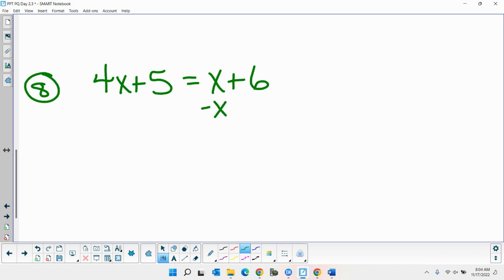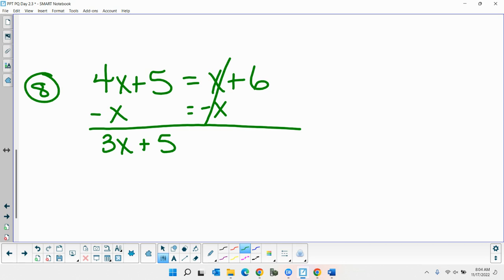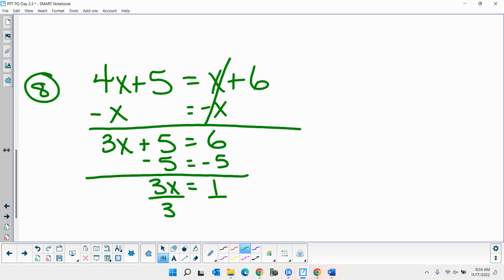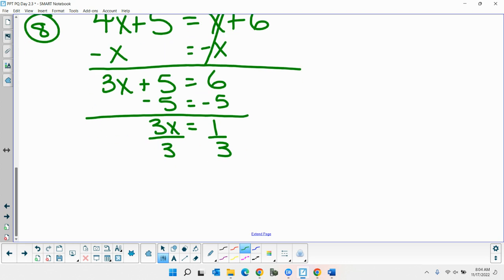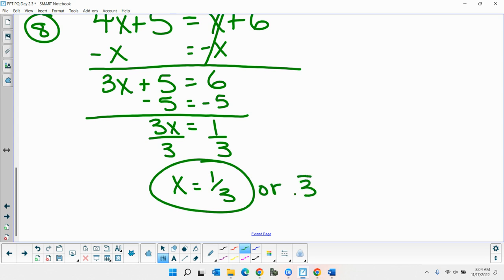Taking the x over, it's a positive x, so when I move it over, I subtract it. Do the opposite, which is 3x. Now get x by itself, so take the 5 over first. Opposite is subtracting it. And then dividing 3 times x. So divide both sides by 3. Get another fraction. Or you could do the decimal if you want. Not that difficult, is it? Simple. You can do it. No problem, right?